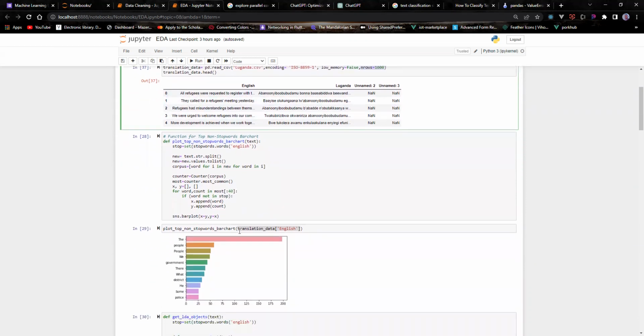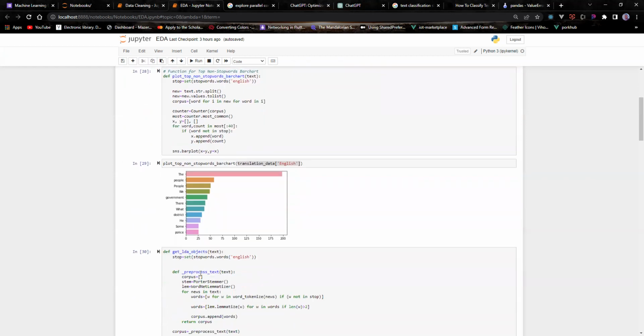So here I wrote a function that could show me the non-stopword plot to show you how many words there are in terms of frequency. You see "they" has close to 200, "people" has close to around, I think, 70. I think this is a duplication which has to be cleaned. And then you have "government", "their" word. So this is what this plot shows you the most, the number of words that are repetitive.